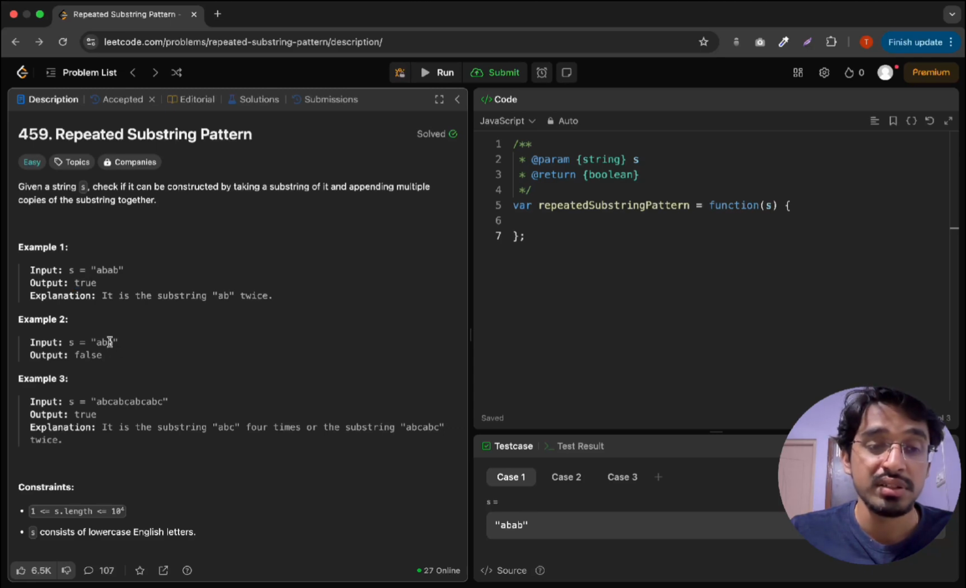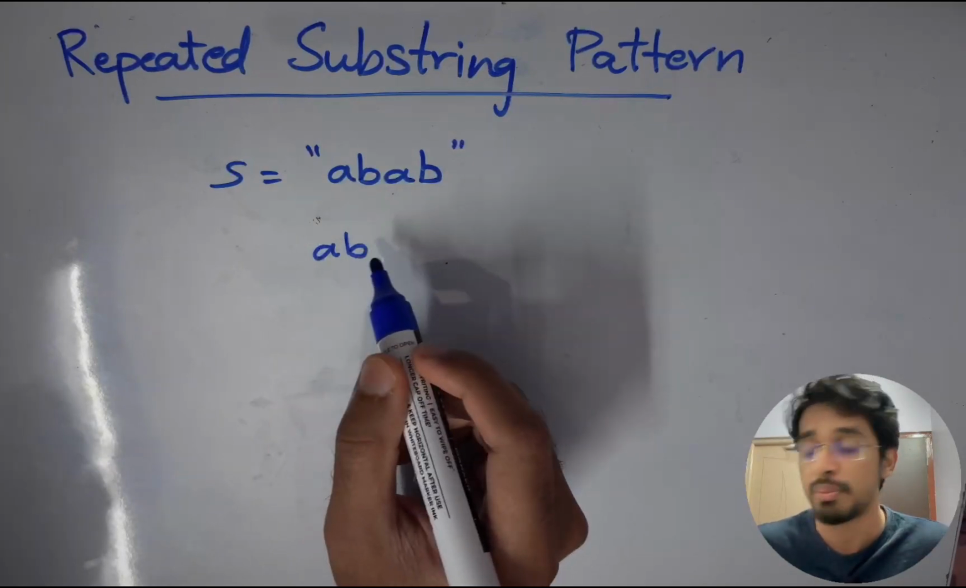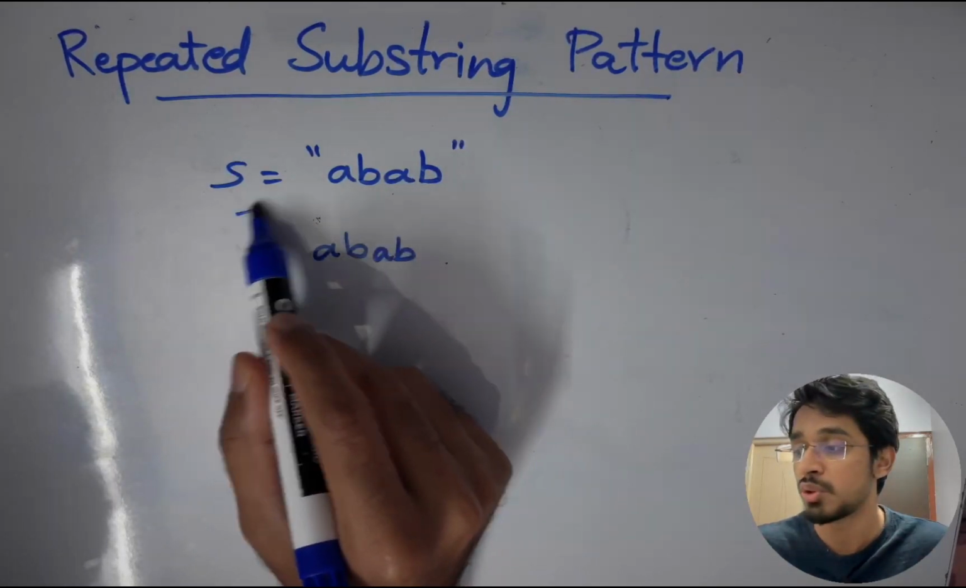Whereas in this example, the string is ABA. I can't consider A alone, I can't consider B alone, because if I create multiple copies of these, I cannot construct the original string. I hope you get the point. And this is a string which is given, ABC, which is repeated 4 times. If I just consider this ABC and repeat it 4 times, I can obtain the string over here. That's what this problem statement states. So let's see how we can solve this. AB is a substring, which if I make a copy of it again, AB, I will be able to obtain this string.